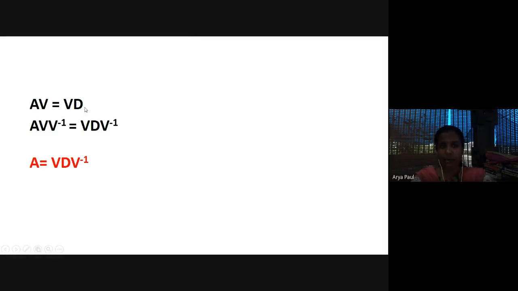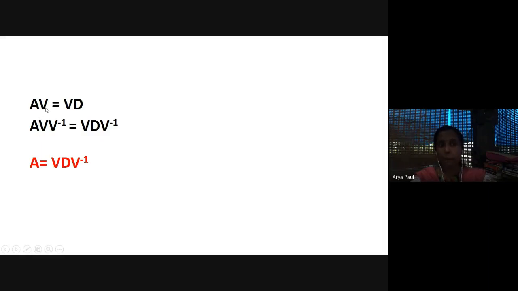What is V and D? You have already seen this while running the MATLAB code. V is the eigenvectors, and D holds the eigenvalues as the diagonal elements of a matrix. So this D is a matrix, and V is also a matrix. A is a square matrix, and V is the eigenvector matrix. Okay, so you can find A.